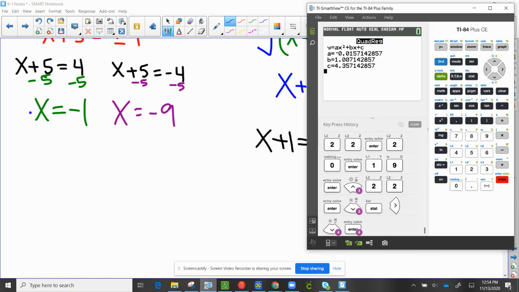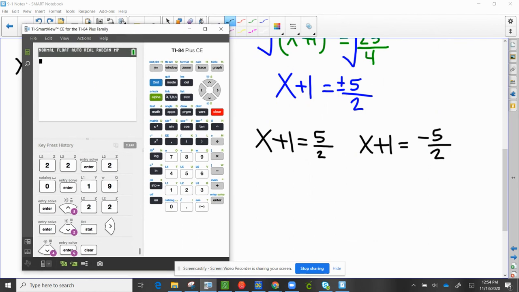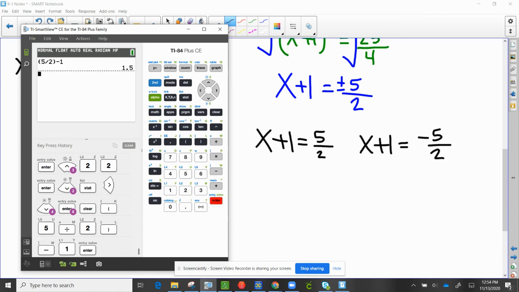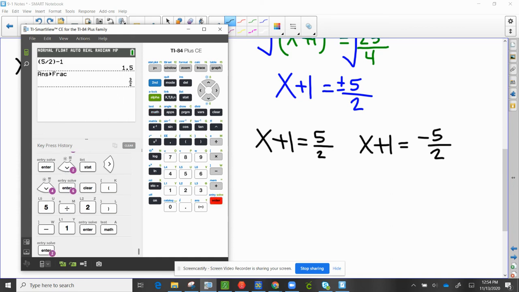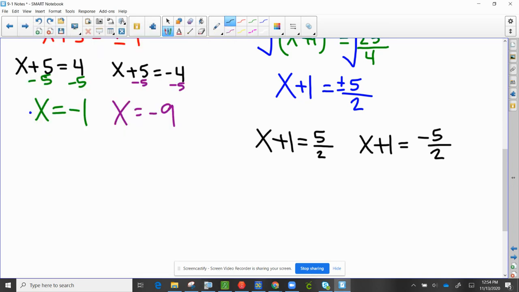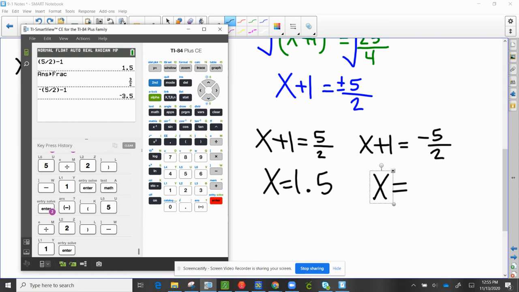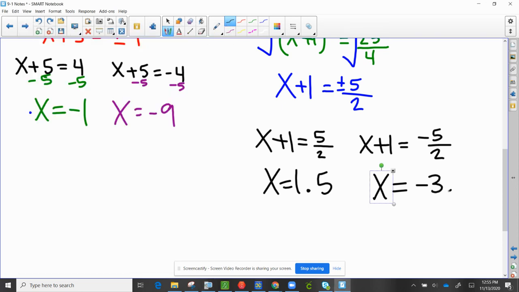Now for these, you can use your calculator if you want. So let's see, if we have 5/2 and I subtract 1, you can give me this decimal answer, or if you want to turn your answer into a fraction, you can do that too. It's the same thing to me, it doesn't matter. So we get that x is equal to 1.5. On my other side, we had negative 5/2. So let me type that in. And if I subtract 1 over, we get negative 3.5. So there are my two solutions.